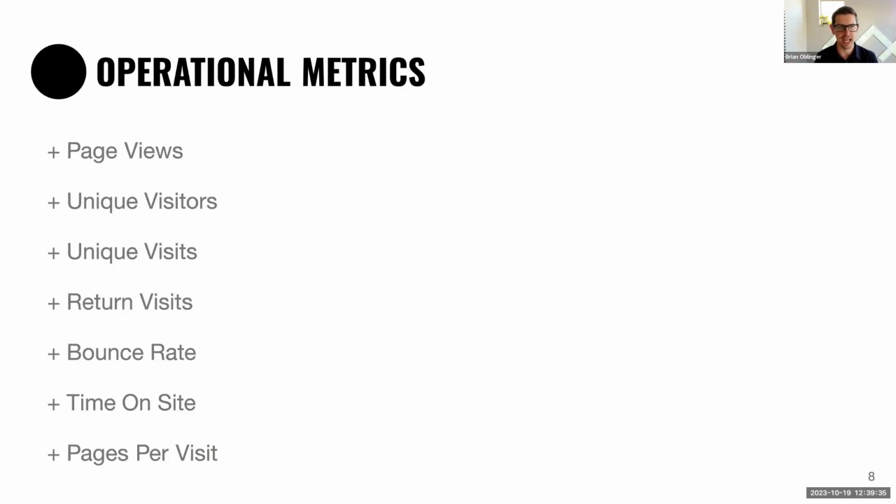How many people are showing up? How many pages are they visiting? What's the bounce rate? How long do they stay on the site? All of these kinds of things. Now, these are good things. You should measure these.